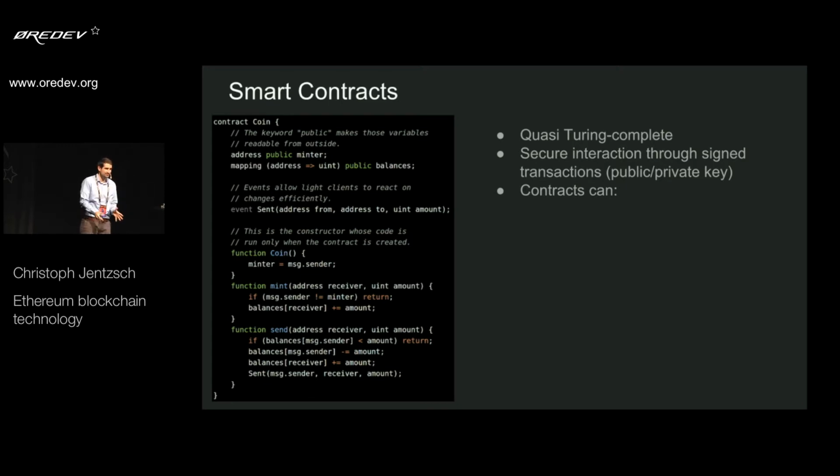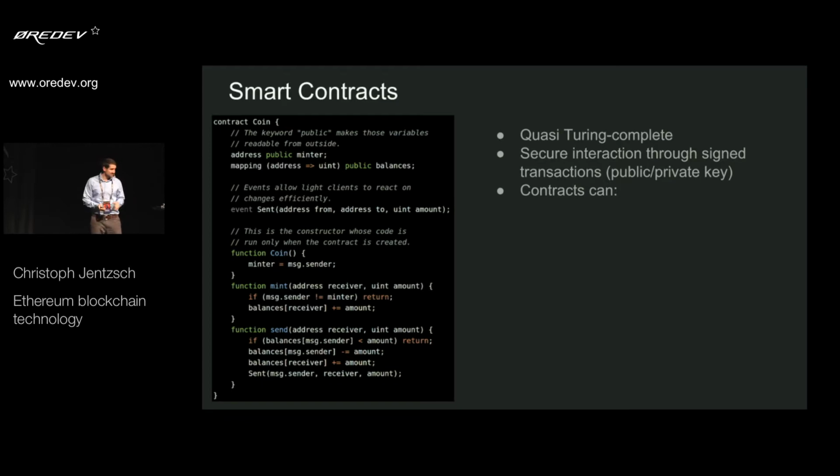Everybody does the same computation, we agree on this. But still, there is something we call a block gas limit, so there's only a certain amount of computation you can do within one block. So you cannot do a forever loop or other things like this. That's why it's quasi Turing complete.